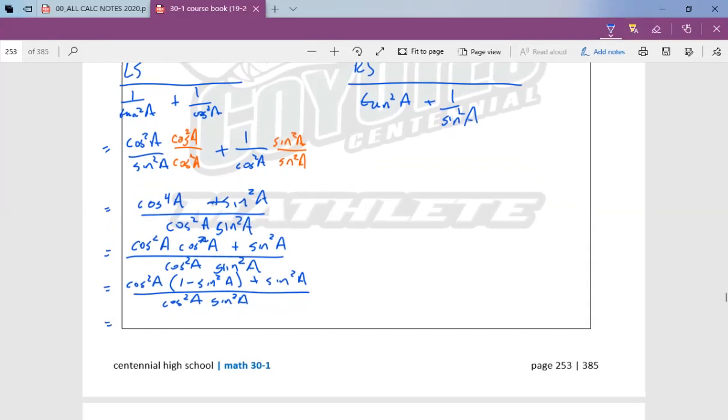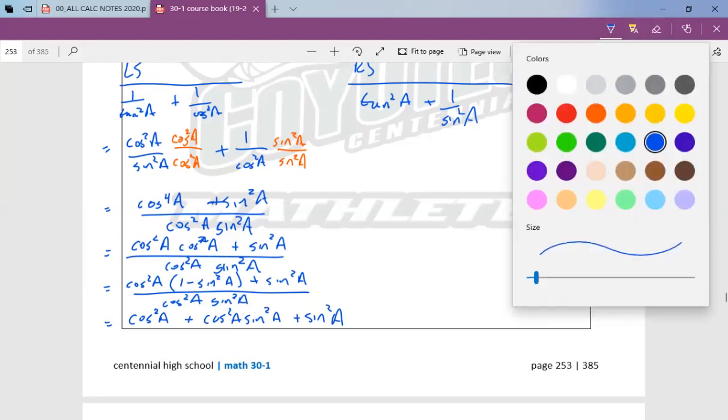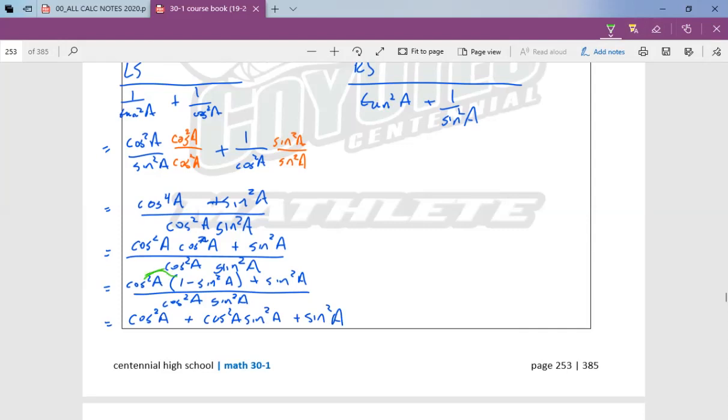is not going to be immediately apparent, but if I distribute this, it is cos squared A plus cos squared A sine squared A, just by distributing this cos squared into this bracket. This is all still being divided by cos squared A sine squared A.